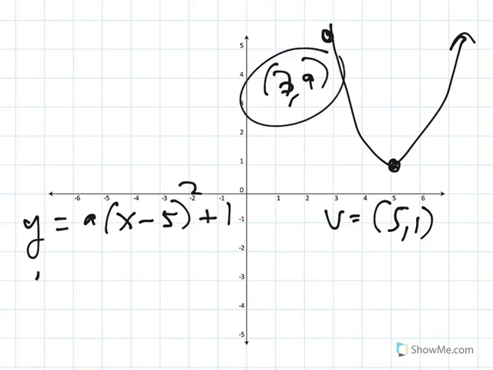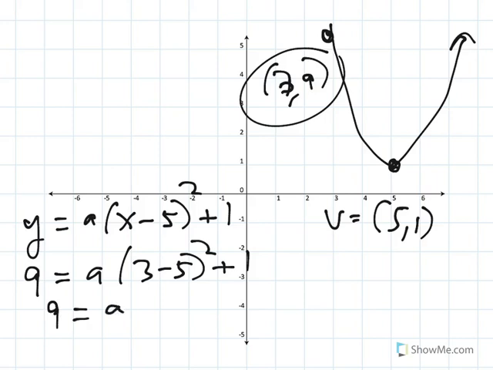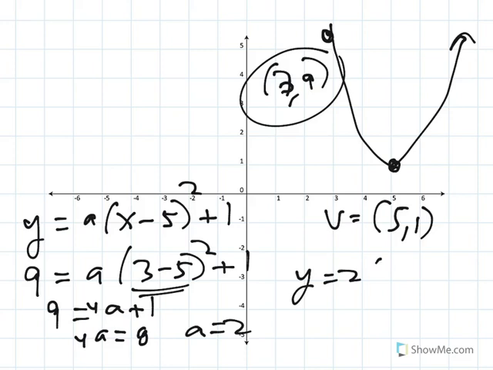Then you take the other point, the 3, 9, and substitute those in, and you get 9 equals a times negative 2 squared, which is 4, plus 1. 4a equals 8, and a equals 2. So we can write the answer as y equals 2 times x minus 5 squared plus 1.